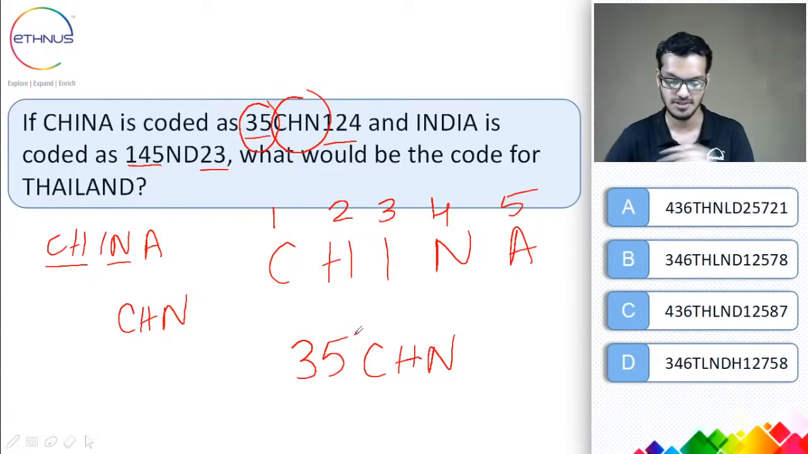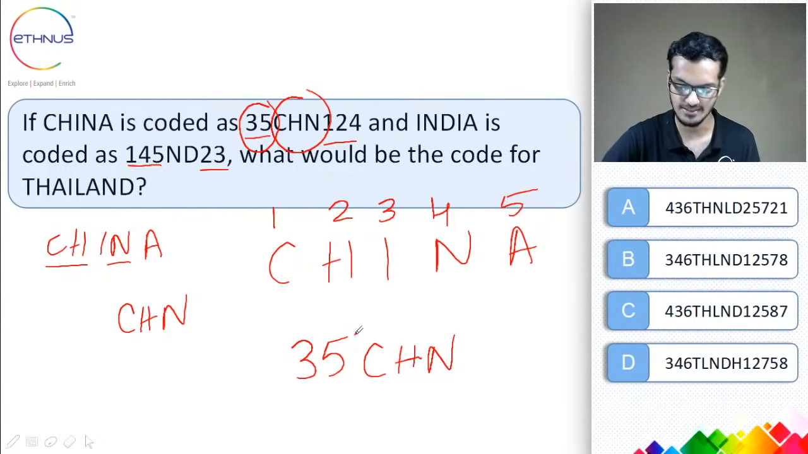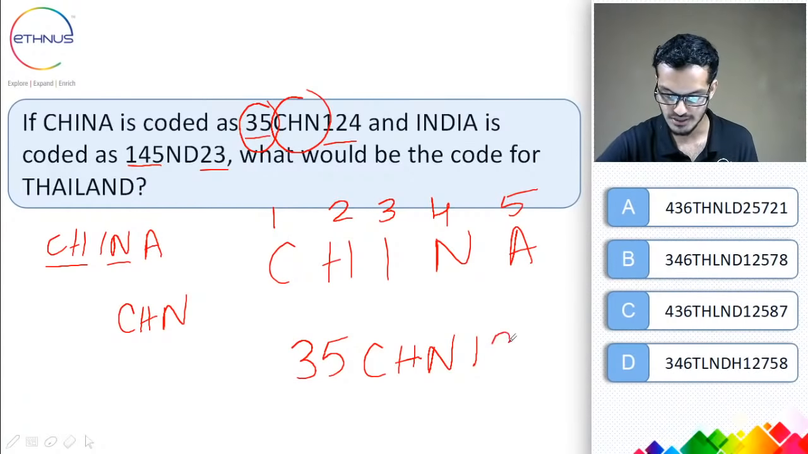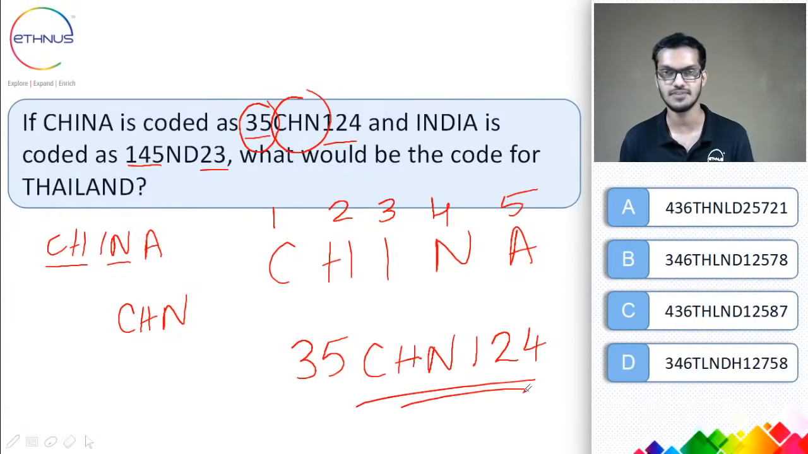Then the consonants. So consonants are C, H, N, and the position of C is 1, the position of H is 2, and the position of N is 4. So this is what we have here coding. So you can also get problems like this also. Yes, so whoever has given the answer, very good.